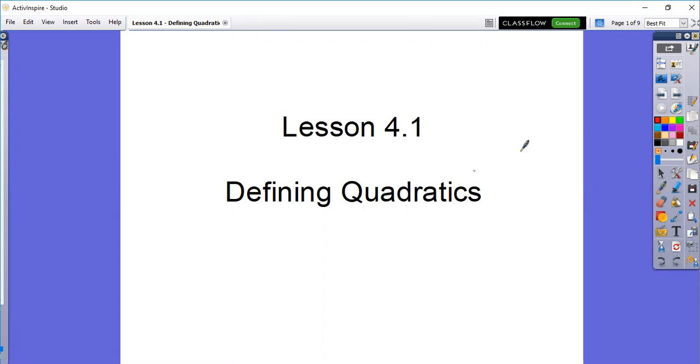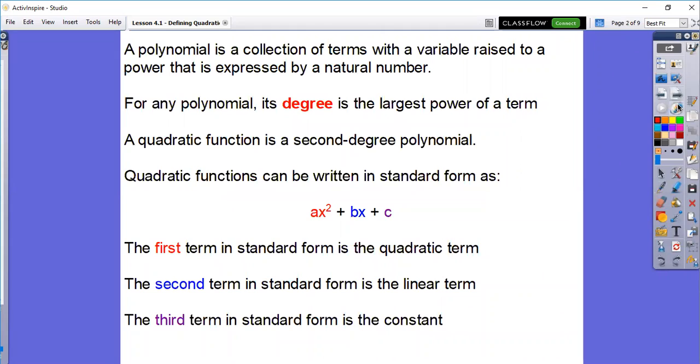So let's get cooking defining quadratics. So a quadratic is a second degree polynomial. A polynomial is a collection of terms with your variable raised to a natural number power. Basically what that means is quadratics will look like this: ax squared plus bx plus c. And the degree, I said it's a second degree polynomial.